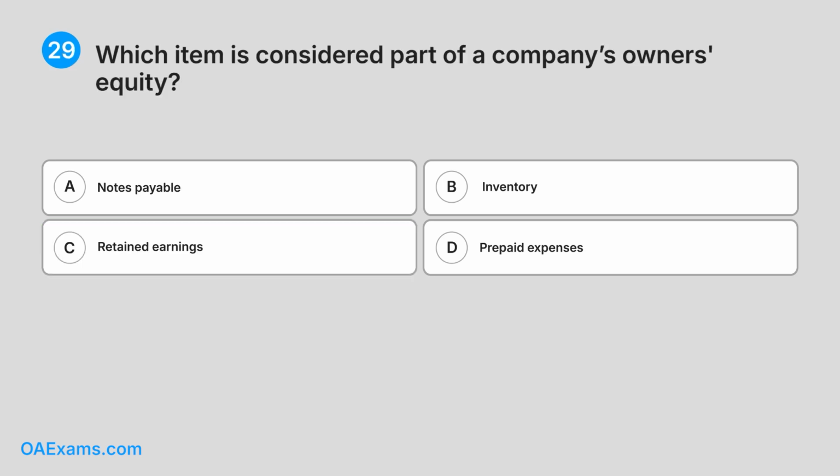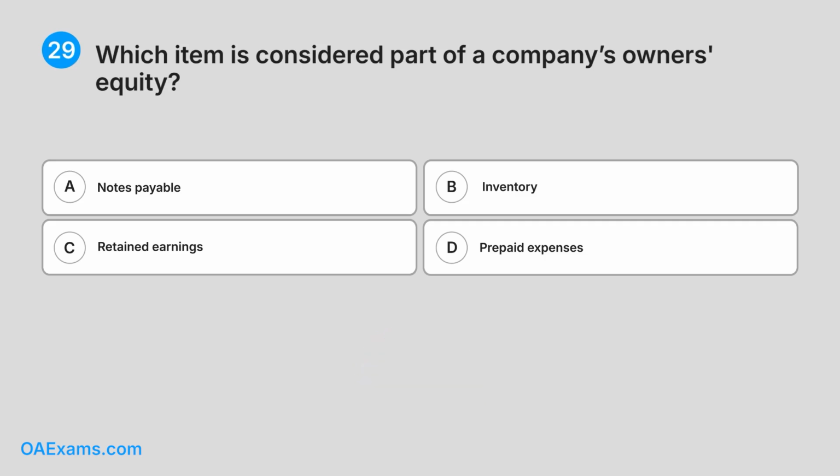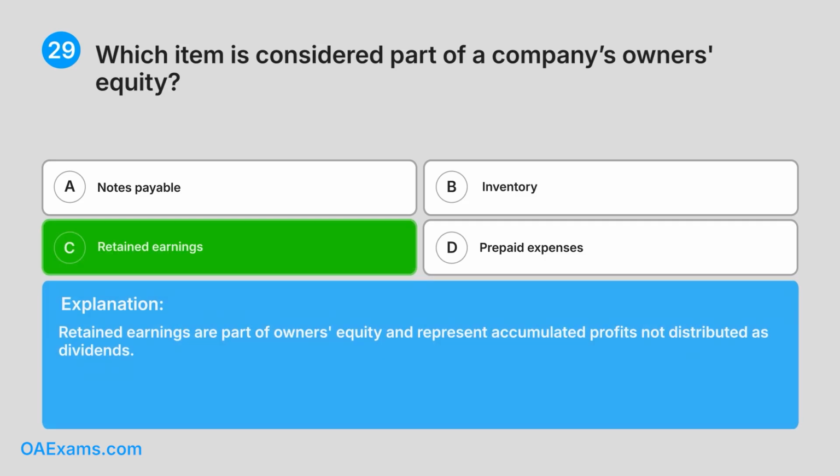29. Which item is considered part of a company's owner's equity? A. Notes payable. B. Inventory. C. Retained earnings. D. Prepaid expenses. Do you know the answer? Correct answer: C. Explanation: Retained earnings are part of owner's equity and represent accumulated profits not distributed as dividends.